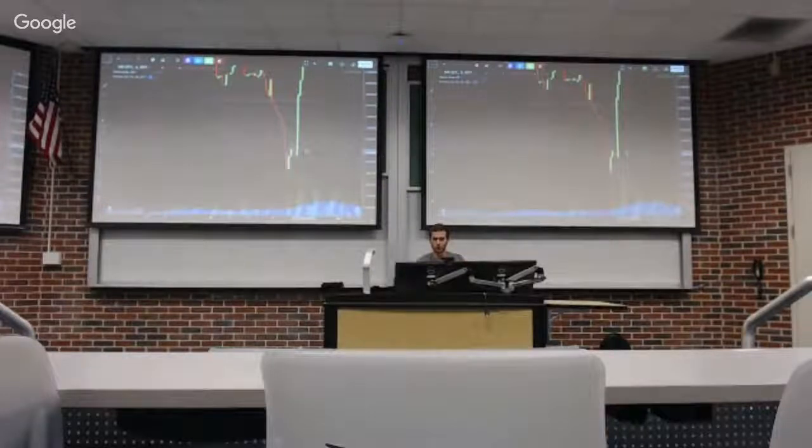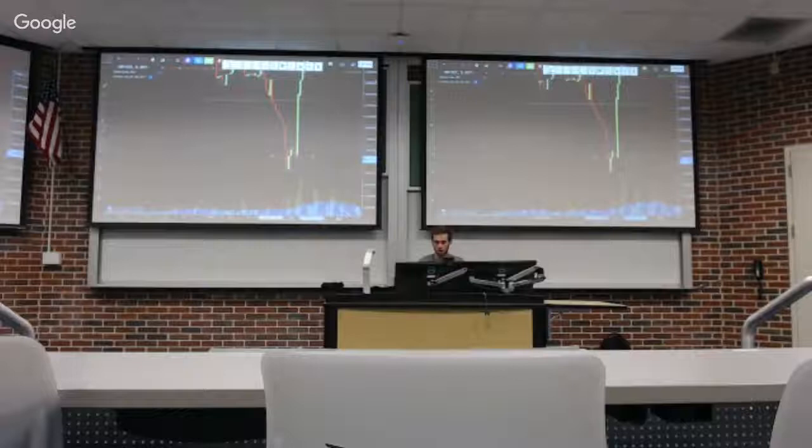So when you're looking for entries, the best way would be to look for things that broke support and reestablished support, identified right there, and then enter your position.